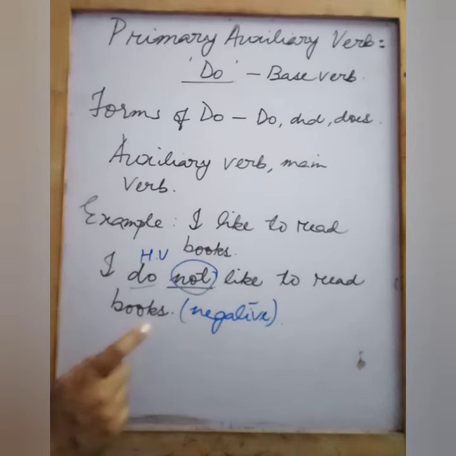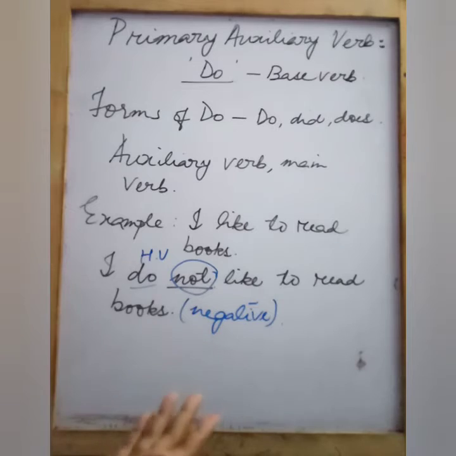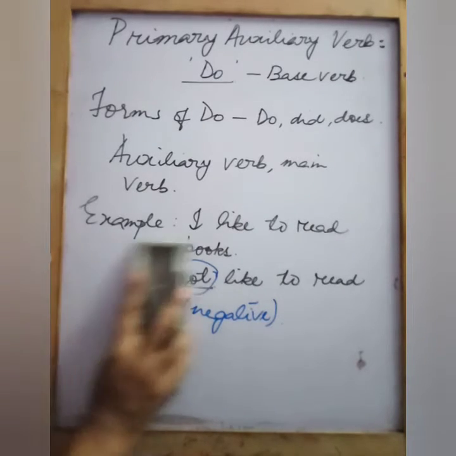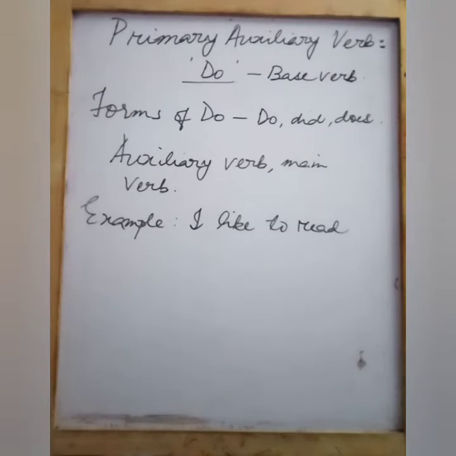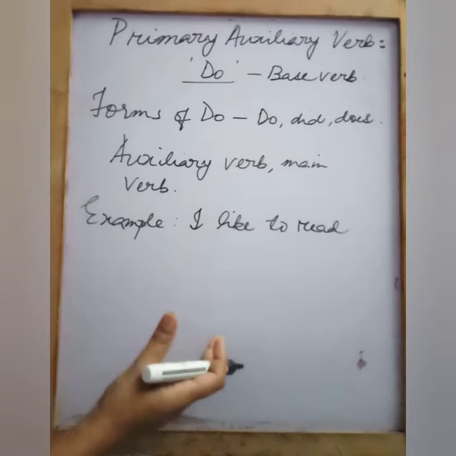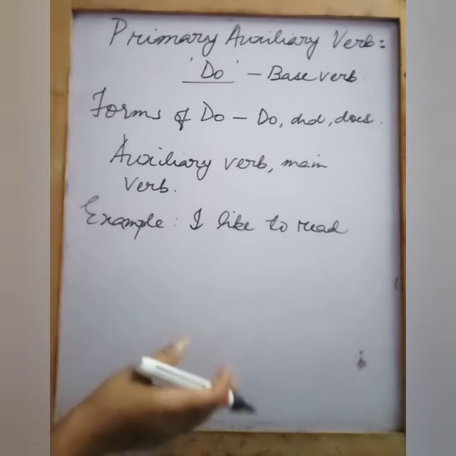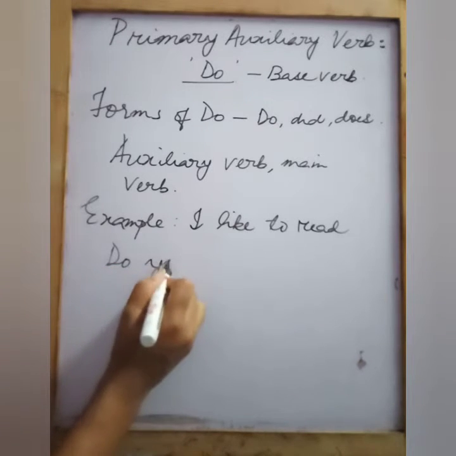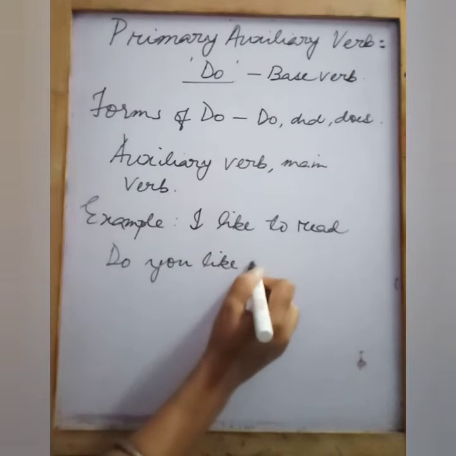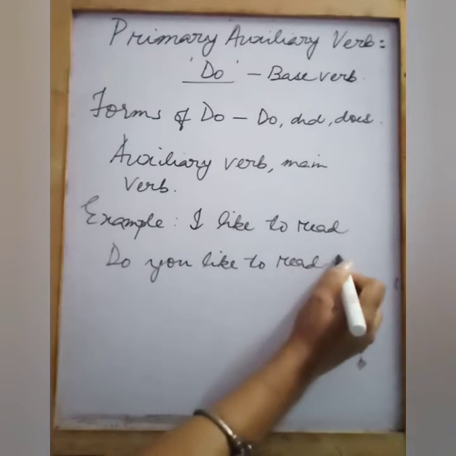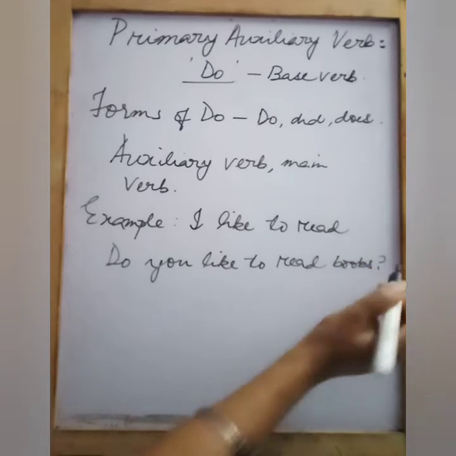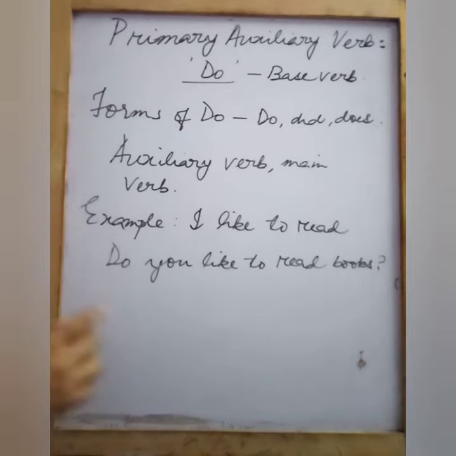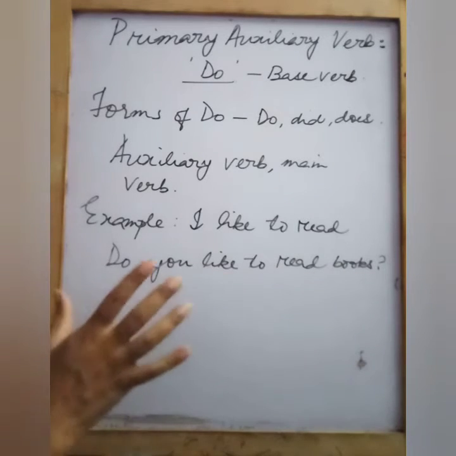Fine. Now if I want to change this into an interrogative sentence, how will I do it? I will start the sentence with do. Now let's see how we do it. This is the positive one, isn't it? I like to read books. Now I want to change it to an interrogative. We did the negative also. I do not like to read books. Now I will change it into an interrogative sentence. Do you like to read books? Question mark. So this has become an interrogative sentence because I am asking a question, isn't it?